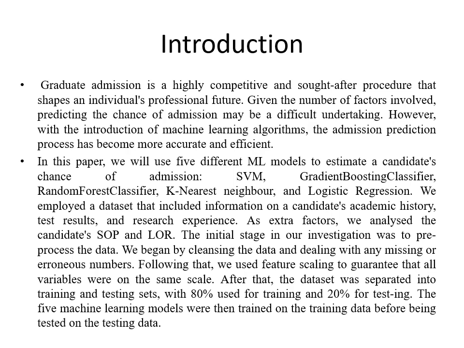The initial stage in our investigation was to pre-process the data. We began by cleansing the data and dealing with any missing or erroneous numbers. Following that, we used feature scaling to guarantee that all variables were on the same scale. After that, the dataset was separated into training and testing sets, with 80% used for training and 20% for testing. The five machine learning models were then trained on the training data before being tested on the testing data.